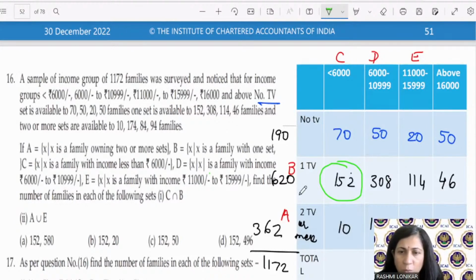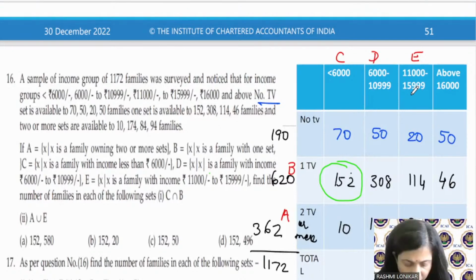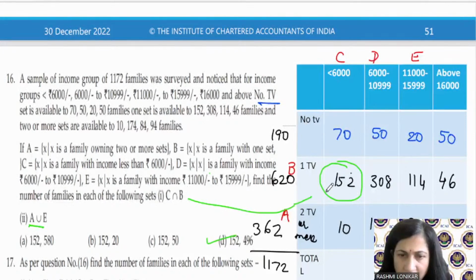Now what is the set A? The total of A is 362. Now I have to find the total of E. This is 20 plus 114 plus 84, that is 218. Now they are asking you A union E. So 218 plus 362 minus what is the common, 84, gives 496. And C intersection B, very easy, you can get it directly from here: 152.